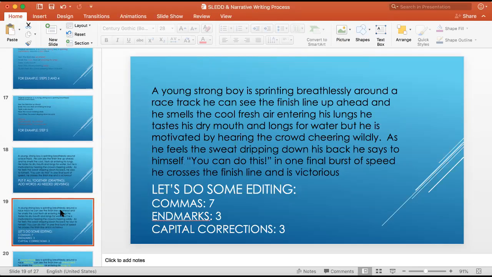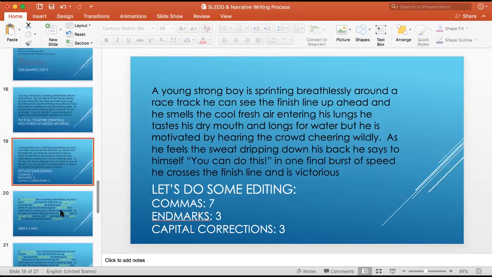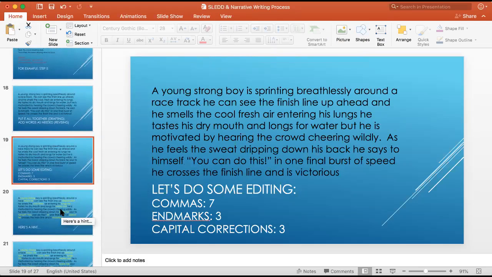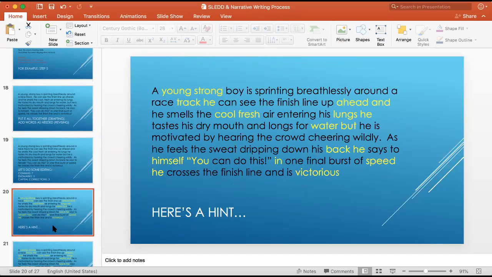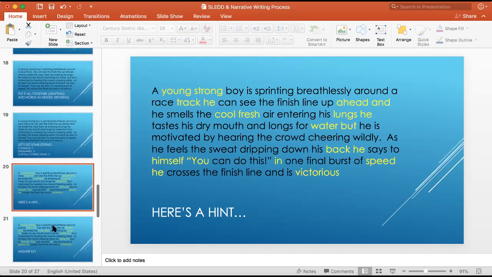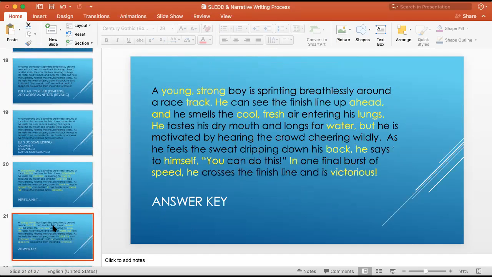So here, I purposefully took out things that were necessary to be there and to create some editing errors. This one is something I would give to my high-level kids because there are no hints on where the errors lie. But then this is a differentiated version. So this gives a hint. Every highlighted area has an error, but it doesn't say what the error is. So there's a way that you could differentiate this process while you're teaching it. And then here is your answer key.